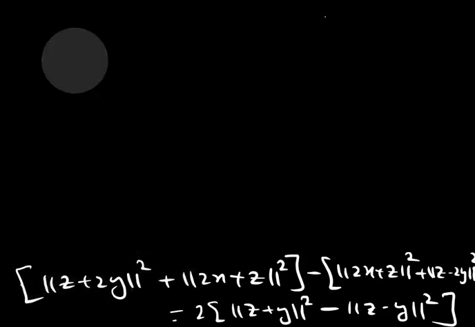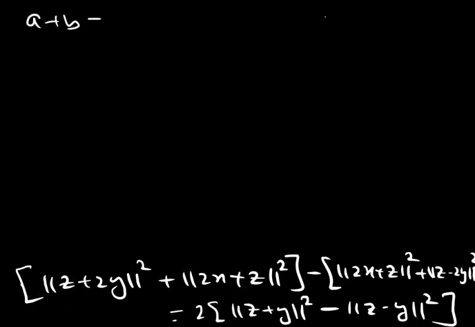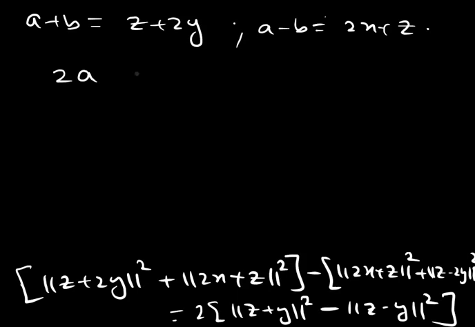So we consider this object over here. Let a plus b as z plus 2y rather than what we were doing earlier. Let's look at this bottom, and a minus b as 2x plus z. Then addition of this thing will give you 2a. This addition first.